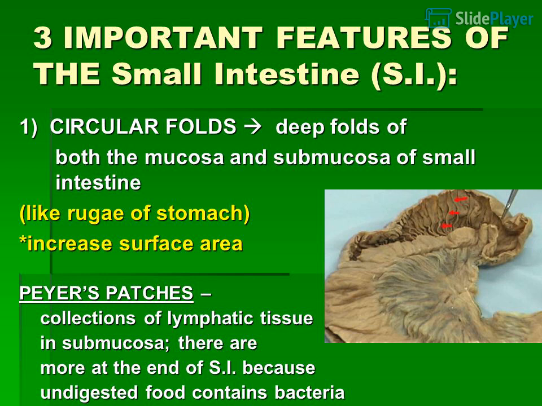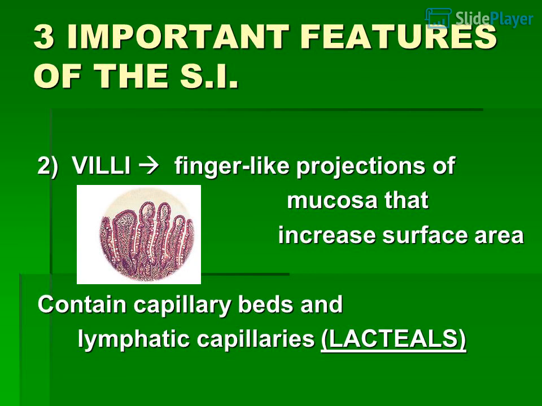1. Circular folds, deep folds of both the mucosa and submucosa of small intestine, like rugae of stomach. Increase surface area. Peyer's patches: collections of lymphatic tissue in submucosa. There are more at the end of SI because undigested food contains bacteria. 3 important features of the SI.